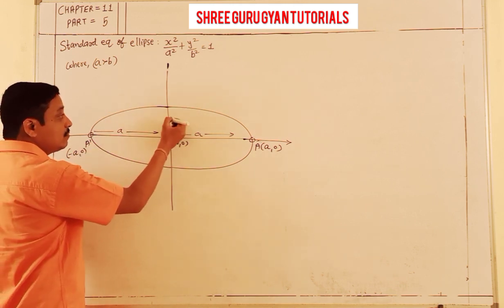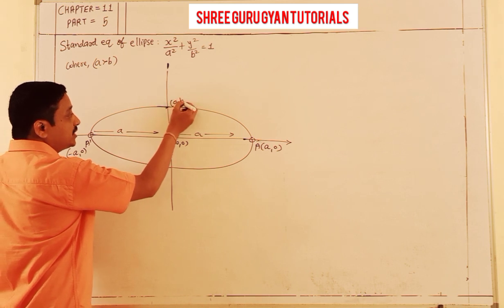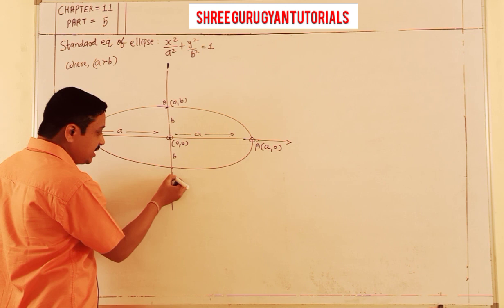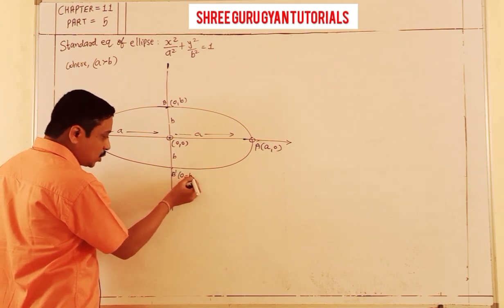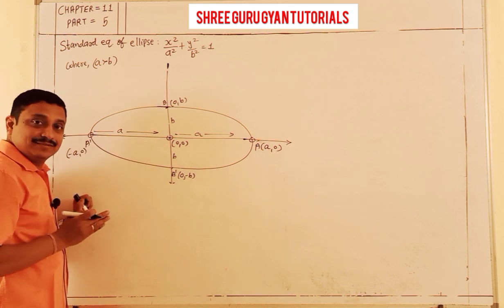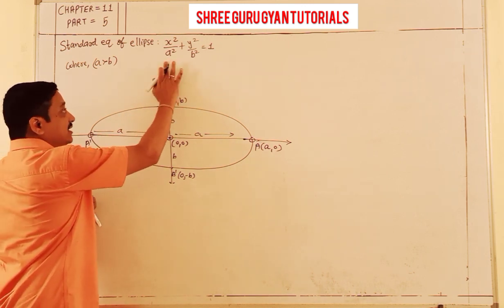Similarly b here, it is the point 0 comma b, and that is also distance b, b dash, 0 comma minus b. Students, this is your major axis, the x-axis, and that is the minor axis, the y-axis.